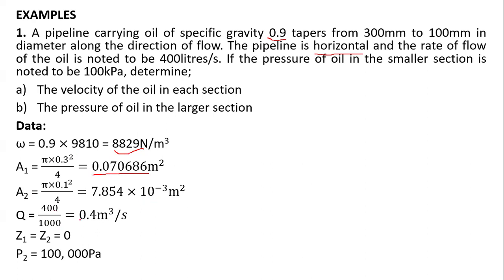Next, we have the discharge. This one has been given in liters per second. You need 1,000 liters to make 1 cubic meter. So as we try to convert, we just have to divide this 400 by 1,000 and we get our value in cubic meters per second. The second is okay because this is our SI unit. So 0.4 cubic meters per second, 400 divided by 1,000.